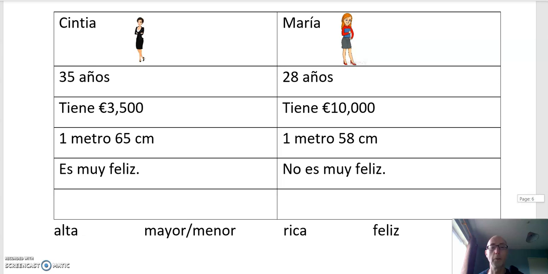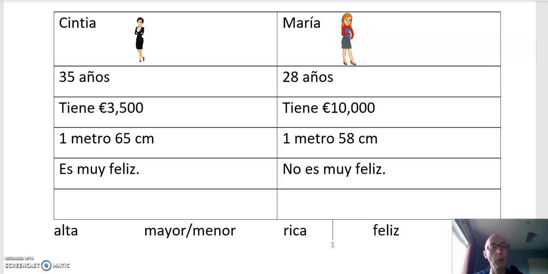So let's do a little bit of practice with all of them. We're going to compare Cynthia and Maria. Cynthia tiene 35 años, María tiene 28. Cynthia tiene 3.500 euros, María tiene 10.000. Cynthia tiene 1,65 m de altura y María tiene 1,58 m. Cynthia es muy feliz, María no es muy feliz.